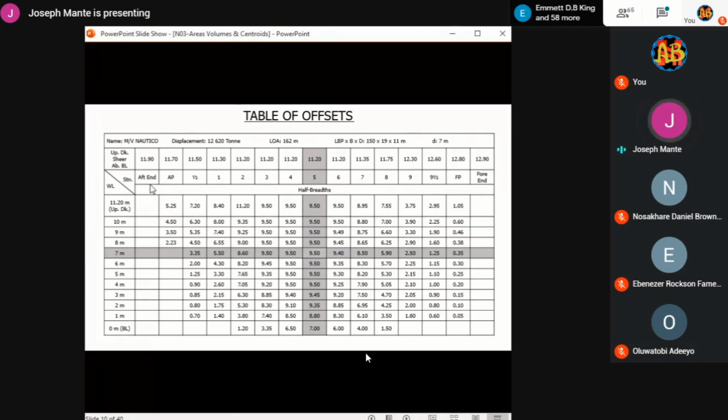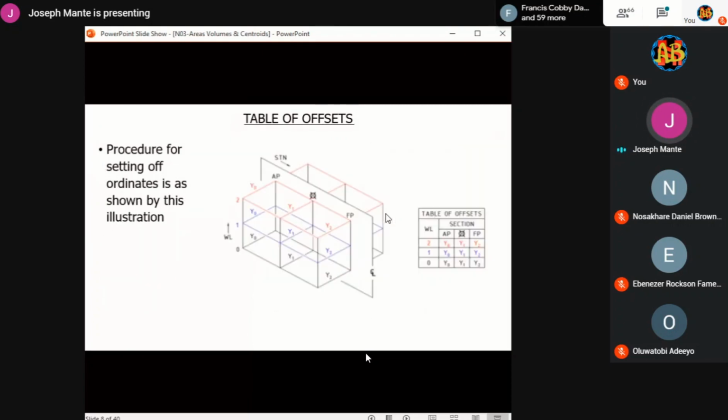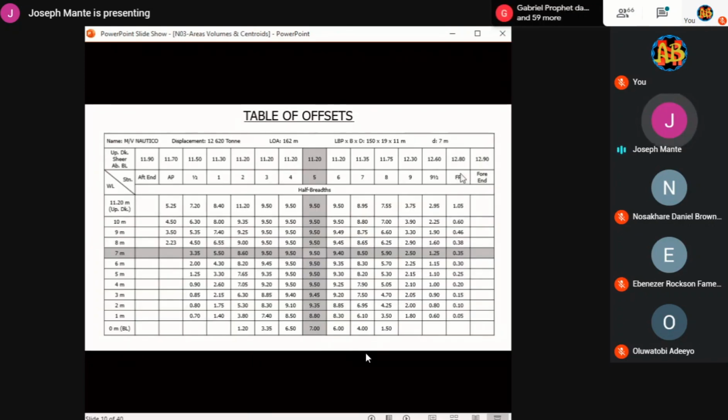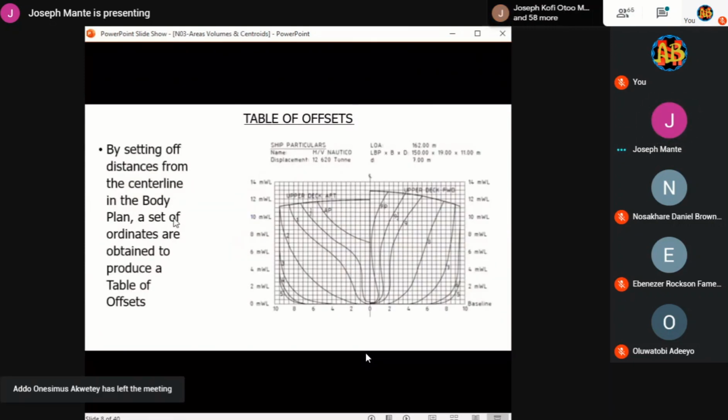Then you go to the aft end. AP, half, 1, 2, 3, 4, and up to the forward. Realize that we have the aft, we have the half, we have 1, 2, 3, 4, up to the aft perpendicular, as you can see here. Now when you pick the aft, then you go to where we have 11.20, or let's go to 10 meters, and it's 11.70. So when you come here, you can pick your 11.70. You realize that your 11.70 is here.